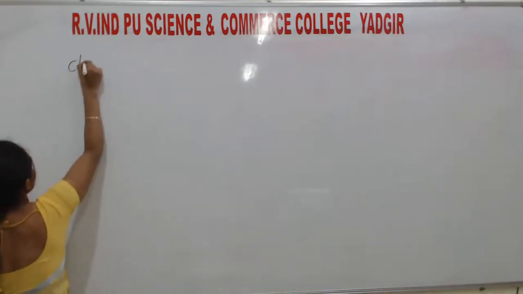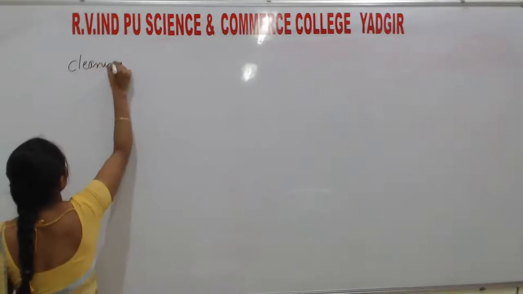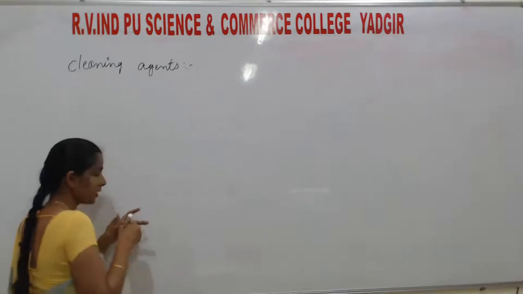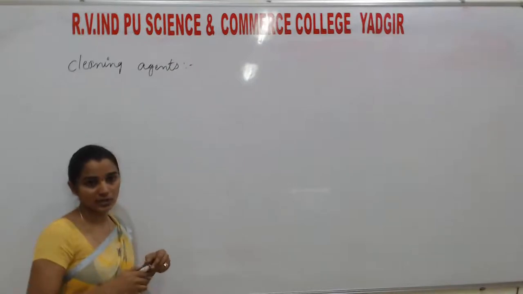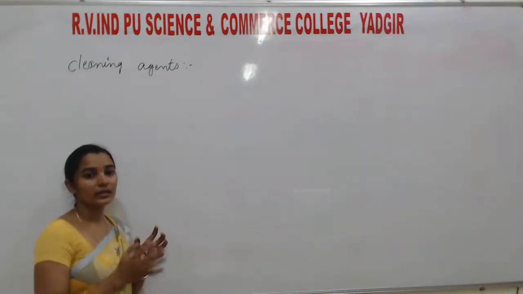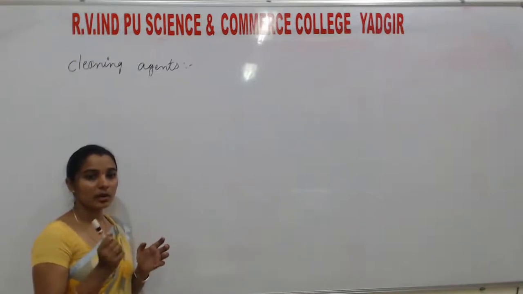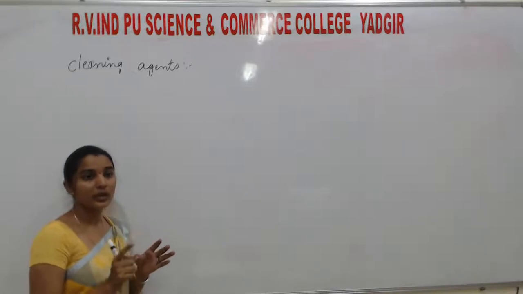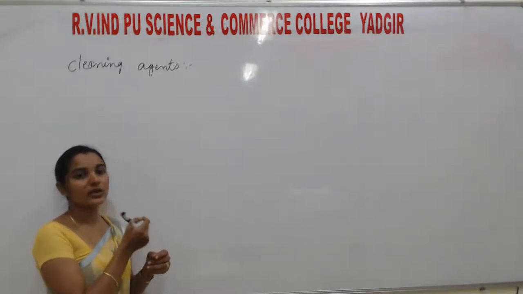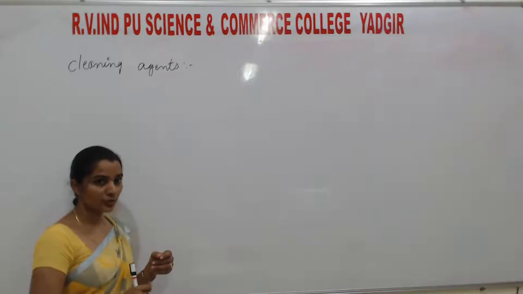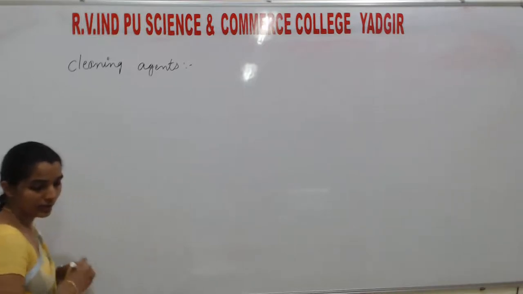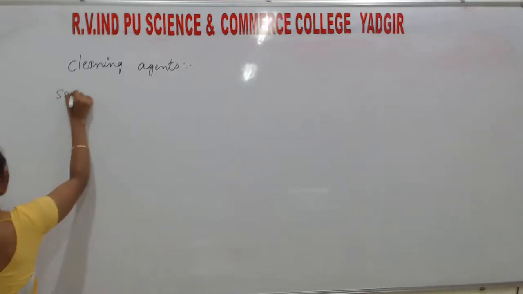The last one is cleaning agents. So obviously students, we know what cleaning agents are: soaps and detergents. They are used to clean dirt on fabrics, on our body, tissues, everything. In these cleaning agents, we are going to study which types are called soaps and which are called detergents. Understand? Okay, so I'll say first, what are soaps?